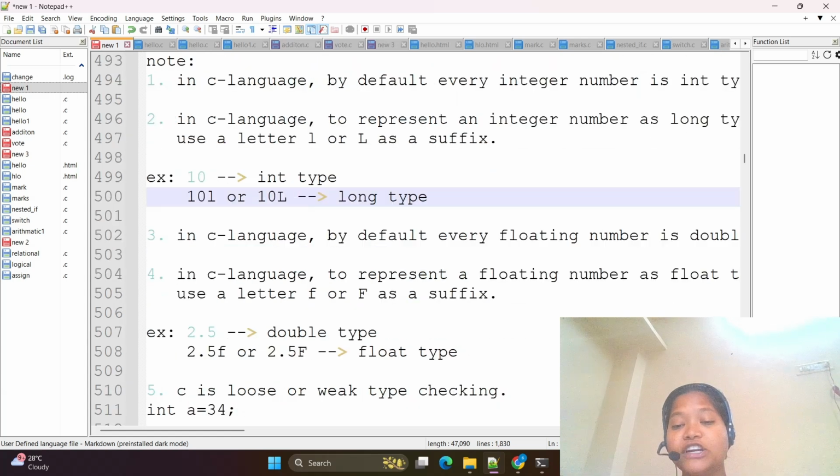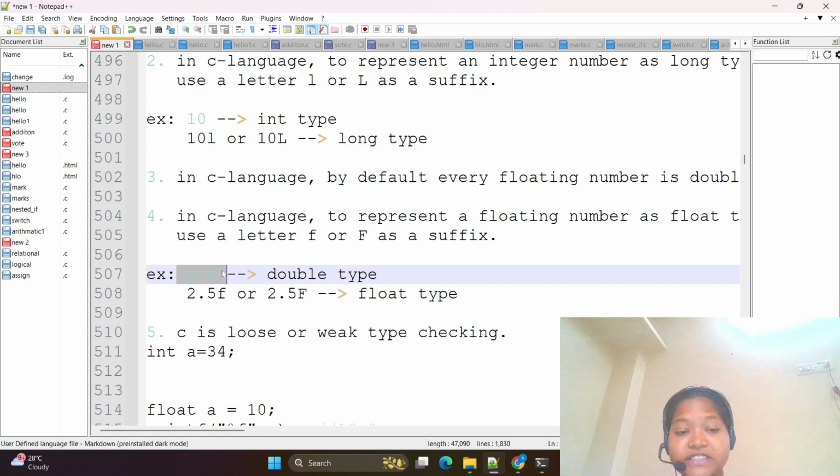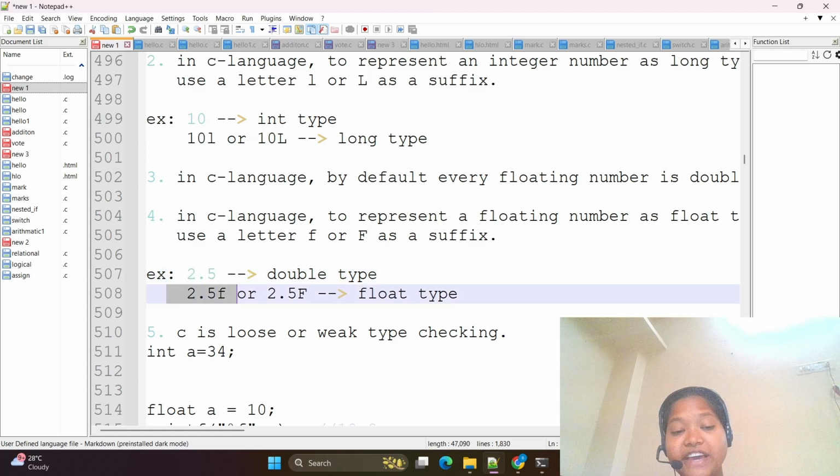In C language, by default, every floating number is a double type. And to represent a floating number as a float, we use a letter F. In long type, however, we use small l or capital L as a suffix. In the same way, to represent a floating number as a float, we have to use a letter F, capital F or small f. But by default, every floating number is double type. See here, 2.5 is a double value, but 2.5f or 2.5 with capital F is a float type.